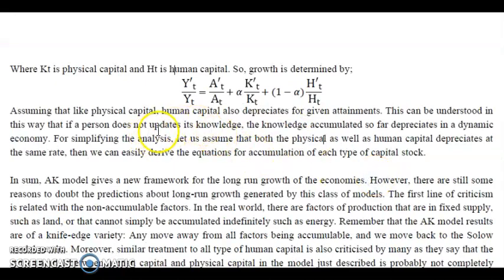Assuming that, like physical capital, human capital also depreciates. Physical capital and human capital also depreciate during the period of time. This can be understood in this way: if a person does not update his knowledge, the knowledge accumulated so far depreciates in a dynamic economy. For simplifying the analysis, let us assume that both physical as well as human capital depreciate at the same rate. Then we can easily derive the equation for accumulation of each type of capital stock.